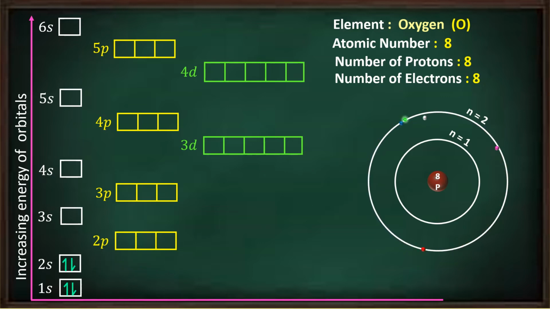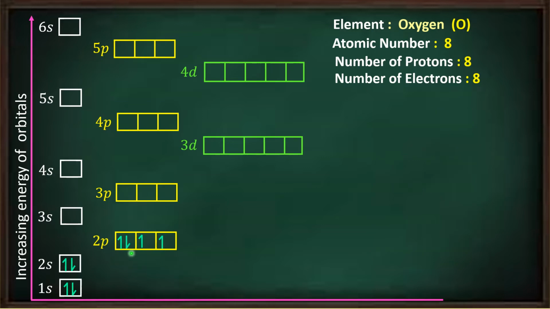So the fifth electron enters into one of the empty orbitals of 2p. Next electron occupies the remaining empty orbital, and the next electron enters into the third empty orbital. So these three orbitals are singly filled. So the last electron pairs up with the electron in the first orbital here. Okay, so pairing has taken place.